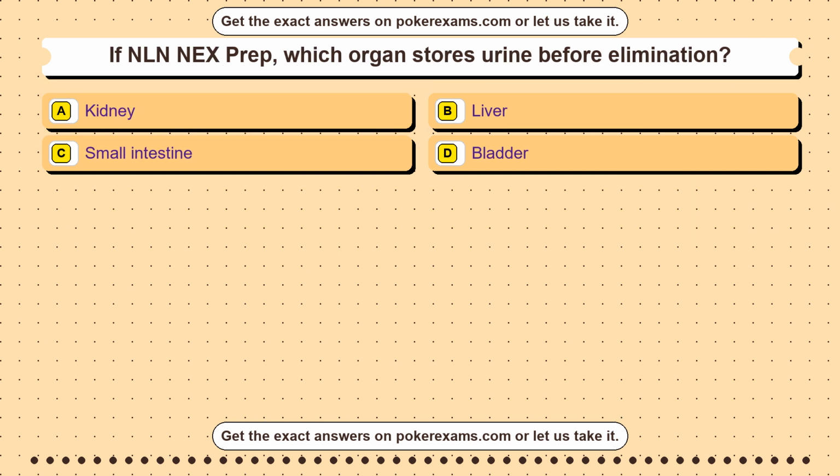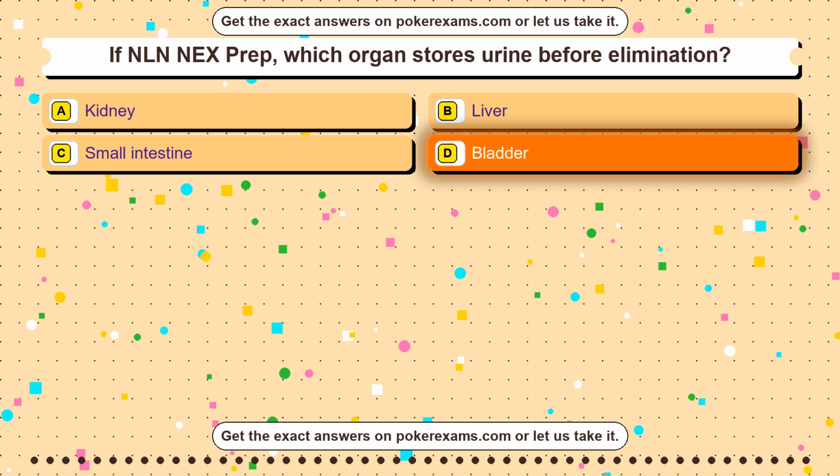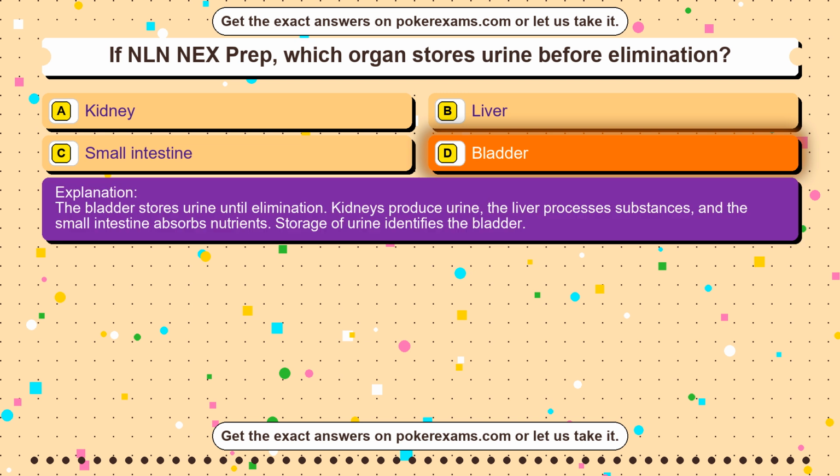Question 30. If NLN NEX Prep, which organ stores urine before elimination? Option A kidney. Option B liver. Option C small intestine. Option D bladder. The correct answer is option D. Bladder. The bladder stores urine until elimination. Kidneys produce urine, the liver processes substances, and the small intestine absorbs nutrients. Storage of urine identifies the bladder.